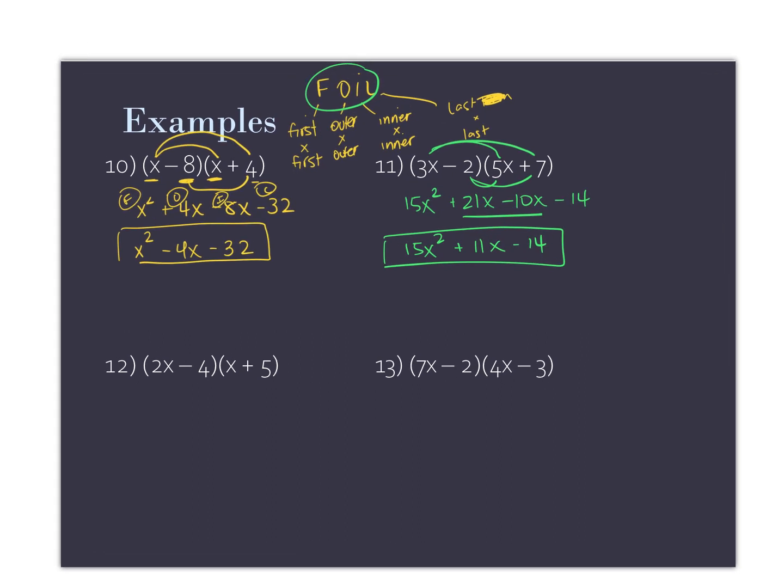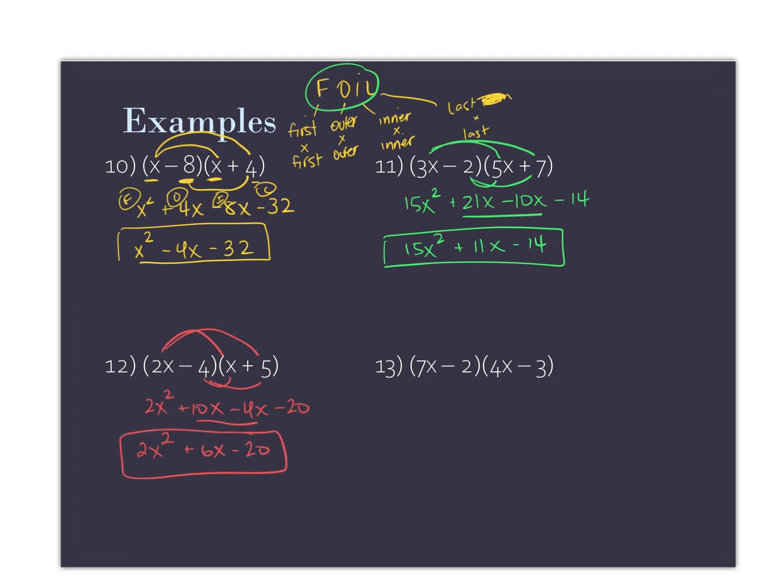Again here, I come over to this one and I start first times first. And I get 2x squared, outer times outer, plus 10x, inner times inner, minus 4x, and last times last, minus 20. Again, I'm going to combine my like terms, which are the 10x and the minus 4x, and I get my product.